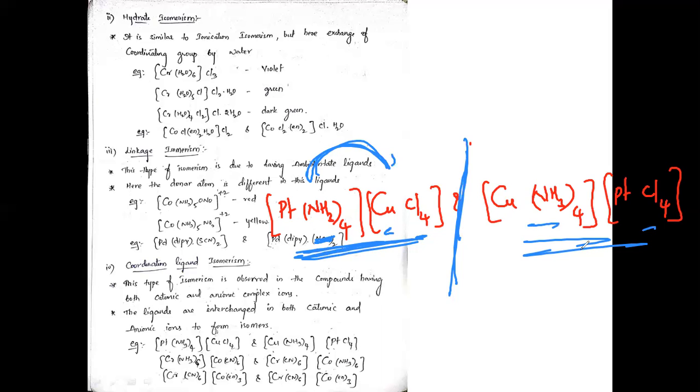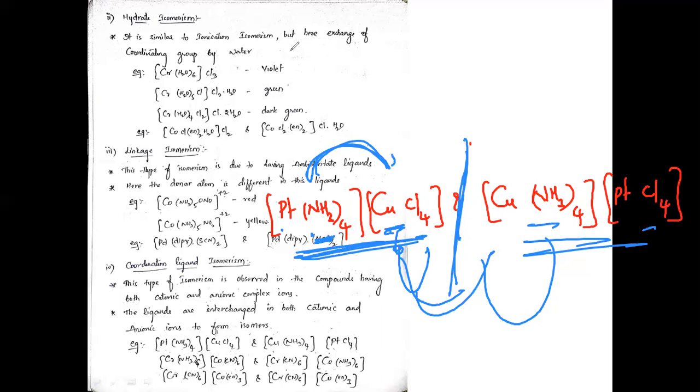There is a change in the ligand isomerism, a change in the ligands. Here the platinum is coordinated with the ammonia ligands, but here the copper is linked with the chlorine atoms. In case of this other complex, the copper is combined with our four ammonia ligands. So such types of isomers are called coordination ligand isomers.